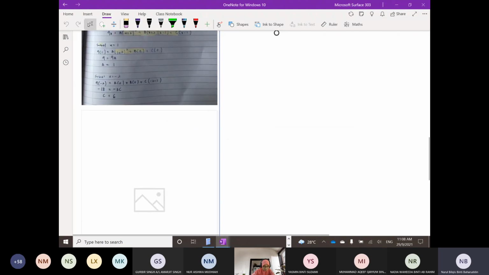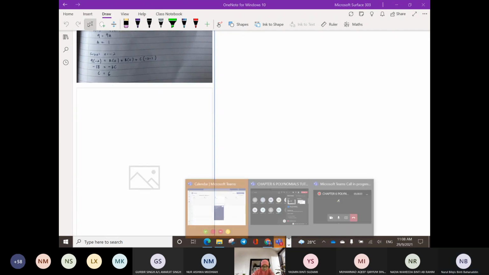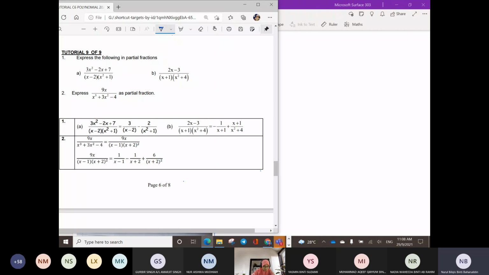Okay, so the final answer will be like this. 9x over (x minus 1)(x plus 2) squared equals 1 over x minus 1, minus 1 over x plus 2, plus 6 over (x plus 2) squared. Okay, so in order to write the correct answer.